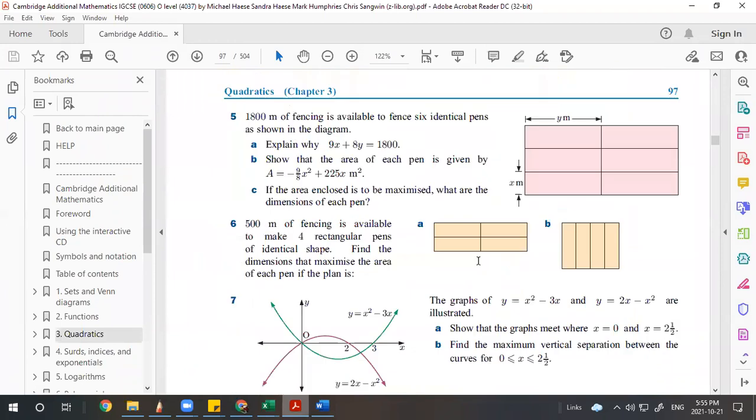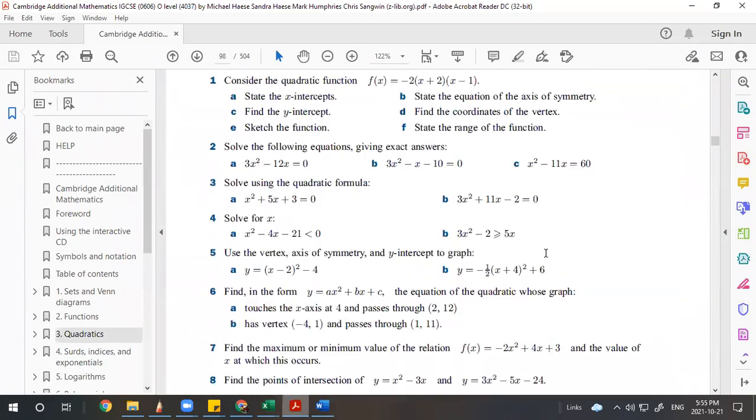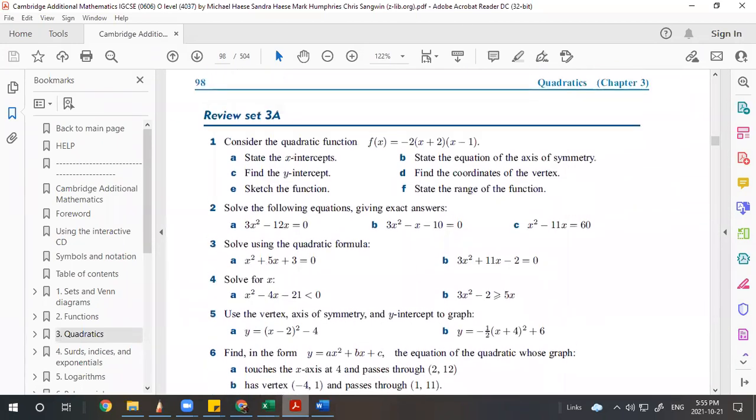See? Yeah, word problem, and review set. Okay.